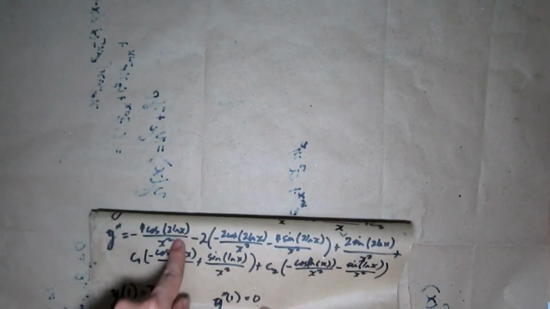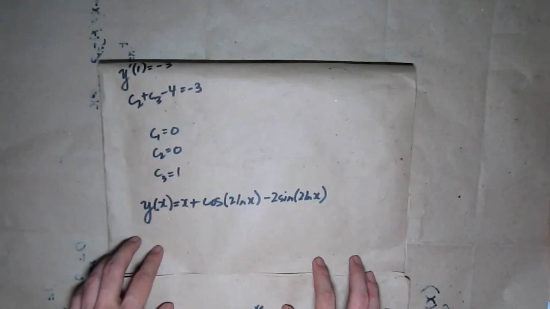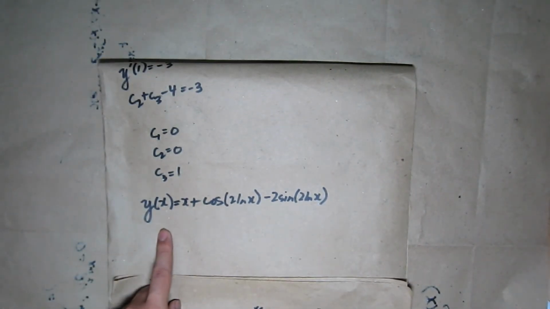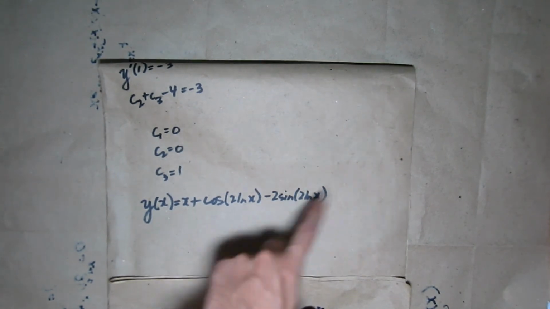And then with that, we substitute it into this. We substitute it into that. And then we finally have y of x is equal to x plus cosine 2 ln x minus 2 sine 2 ln x. And that's how you solve it.